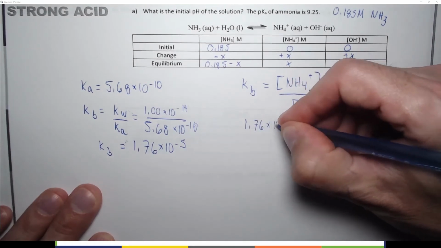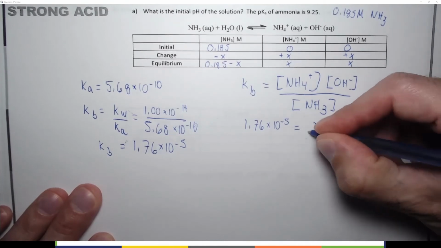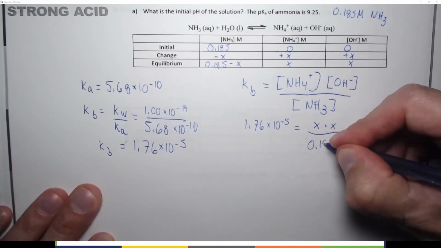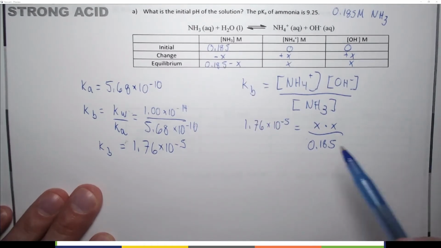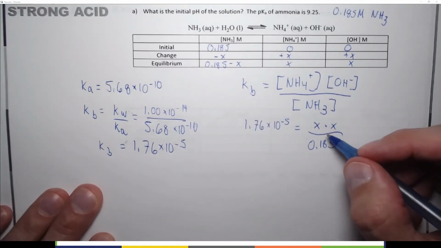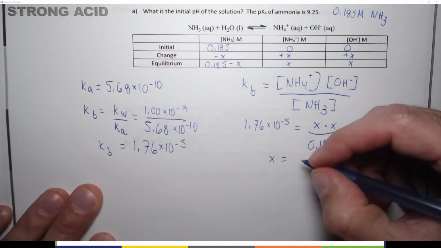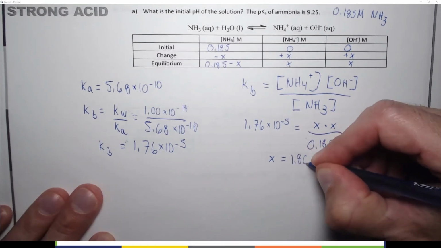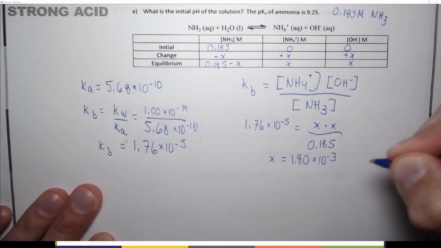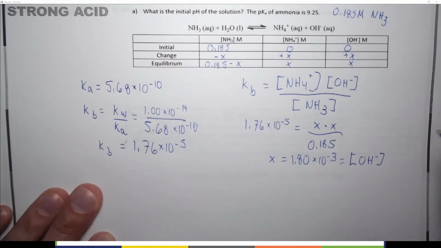1.76 times 10 to the minus 5 equals x times x divided by 0.185, and as I just mentioned, we're going to ignore this x just like we did before. We cross multiply and we take the square root, and we find that x is equal to 1.80 times 10 to the minus 3, which also equals the concentration of OH minus.